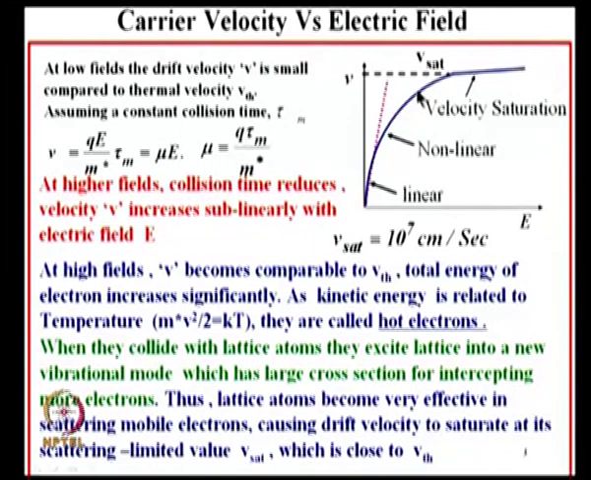So, what happens in the case of a MOSFET? So, remember: linear, non-linear, saturation. The saturation velocity is about 10 to the power of 7 centimeter per second for electrons. For holes, it is about 6 times 10 to the power of 6 centimeter per second.